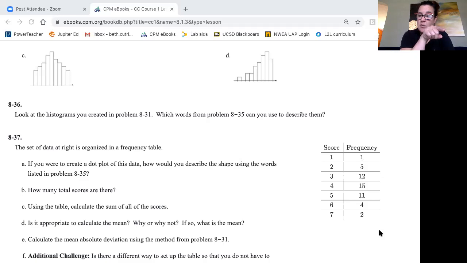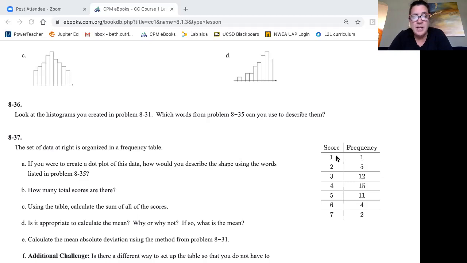You'd have 1 dot over 1. You'd have 5 dots over 2, 12 dots over 3, peaking at 4 with 15 dots, then back down a little for 5, back down for 6, and almost down to the bottom for 7. So you can see that that's going to make a pretty symmetric, single-peaked dot plot.